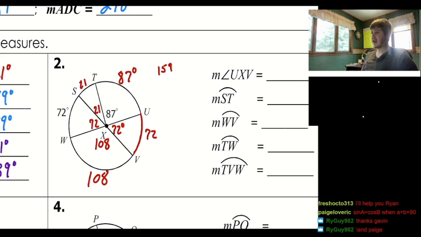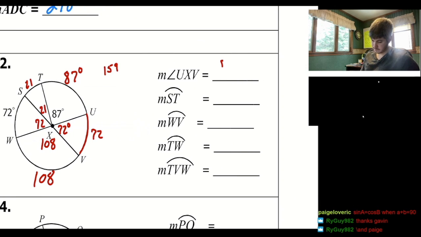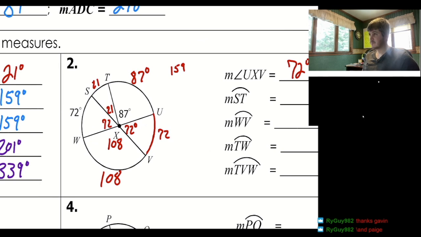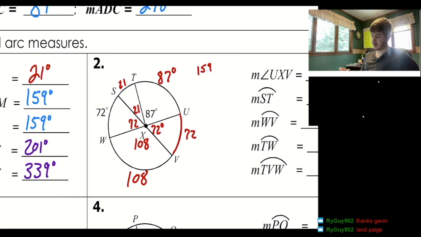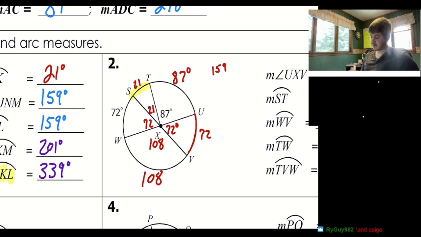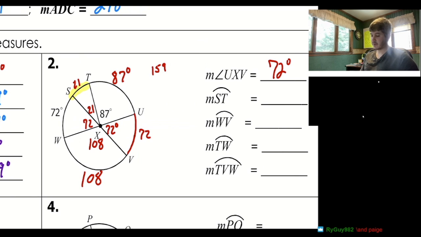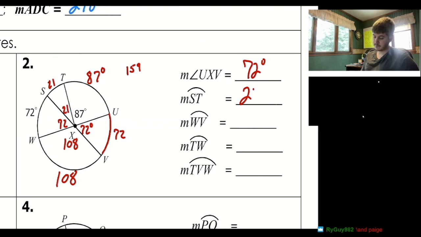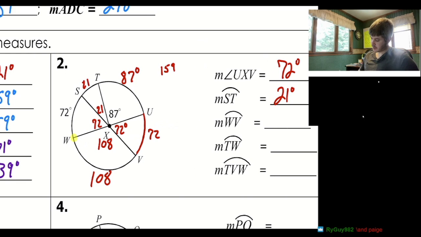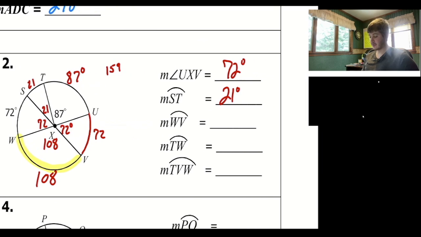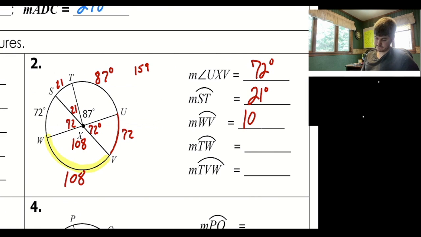So the first one says angle UXV. Here's UXV, pretty straightforward: 72 degrees. Arc ST. So arc ST is this little one right here. Again, it's only two letters, so you assume it's the minor arc. So that's 21 degrees. Then it's arc WV. Arc WV is 108 degrees.